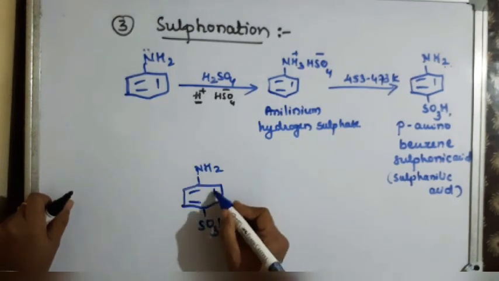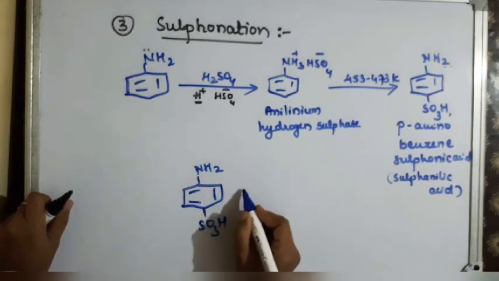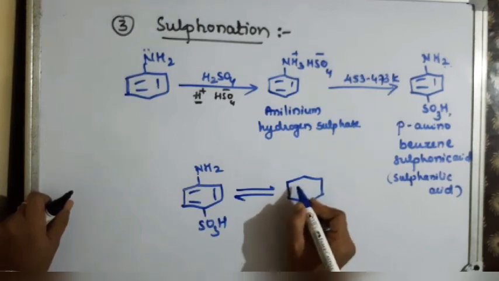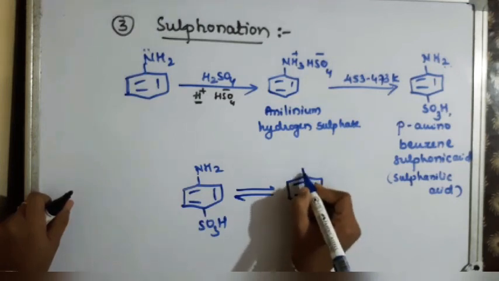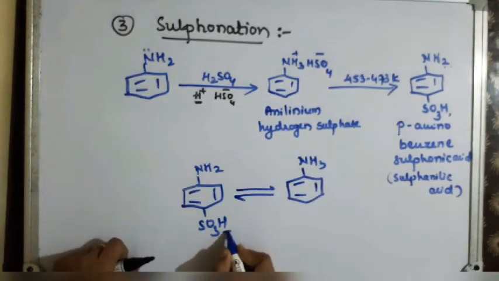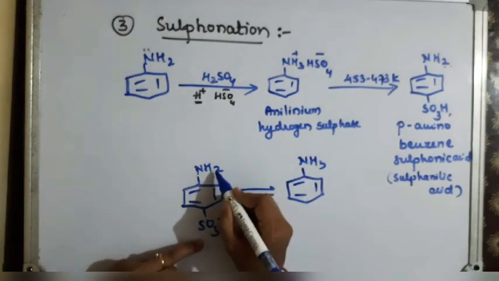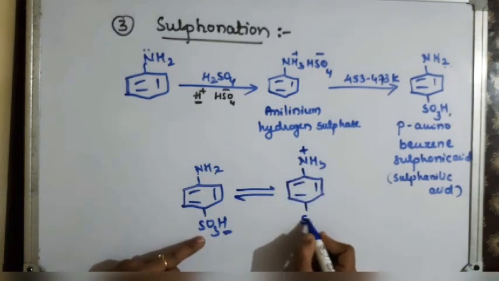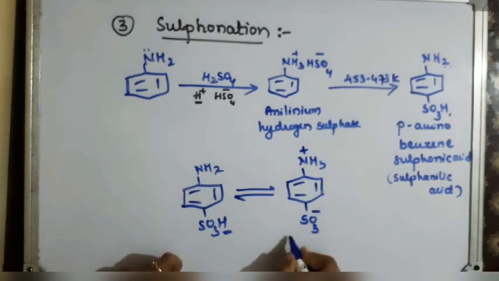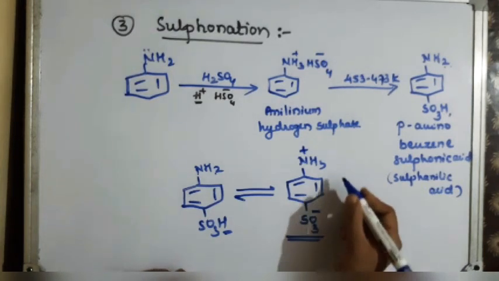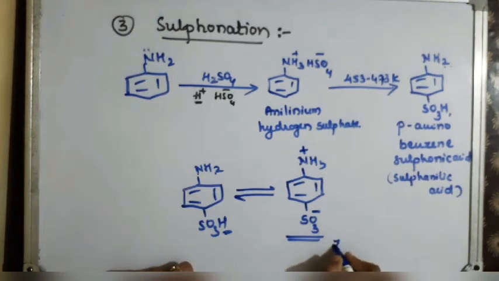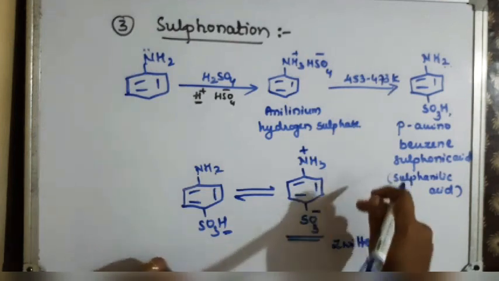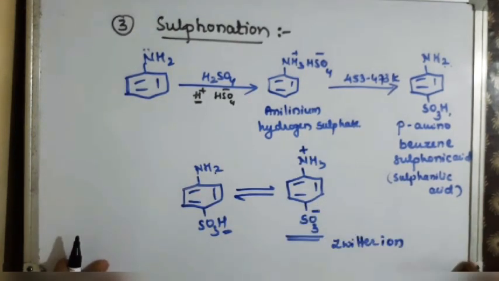Okay, so this is present in the dipolar form. In the dipolar form, the hydrogen from SO3H is taken by the NH2 group and it forms NH3+. As it loses hydrogen, it forms SO3−. So like this, the internal salt is formed. The dipolar ion is formed, which is called a Zwitter ion. Because of this Zwitter ion formation, it is stabilized.